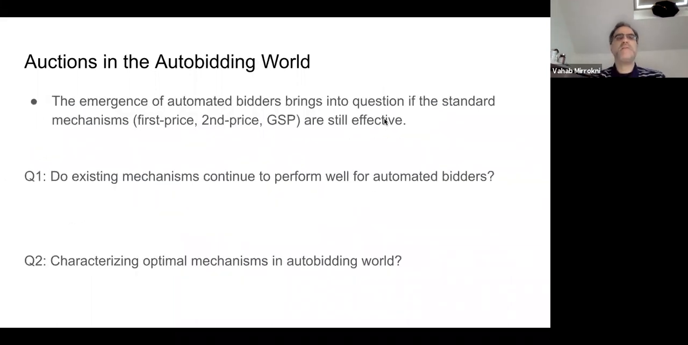So the question that arises in the auto bidding world is whether standard auctions like first price, second price, or generalized second price auctions are still effective in this new way.